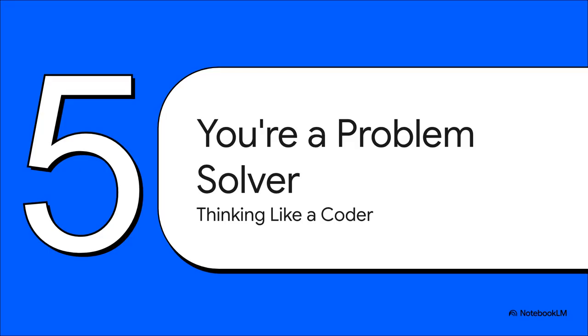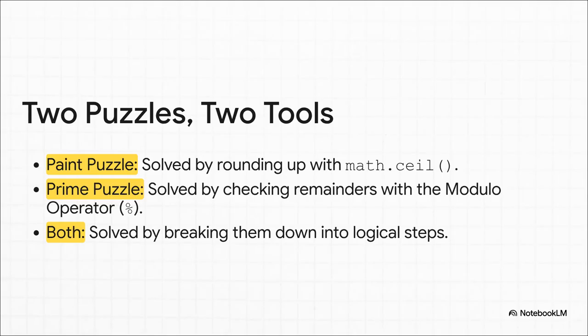So we've just solved two very different puzzles. What's the big takeaway from all this? Well, it's that learning to code is really about learning how to think like a problem solver. Think about it. For the paint puzzle, the trick was understanding a real-world rule, you can't buy half a can, and then finding the one perfect tool, math.ceil, to handle it. For the prime puzzle, it was all about building a logical process, a step-by-step test using the modulo operator. In both cases, the secret was just breaking the problem down into simple, logical steps.